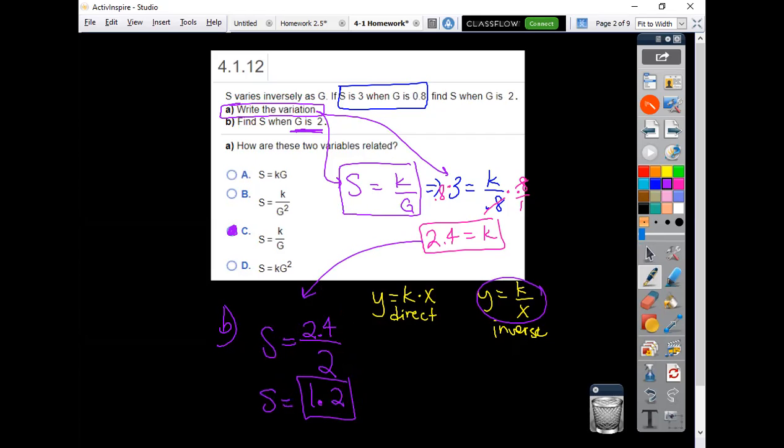So that was an inverse variation problem where they tell you the two variables, solve for the constant, then substitute the third piece of information in with your constant, and you can find the missing one that they're asking you to figure out. 4.1.12.